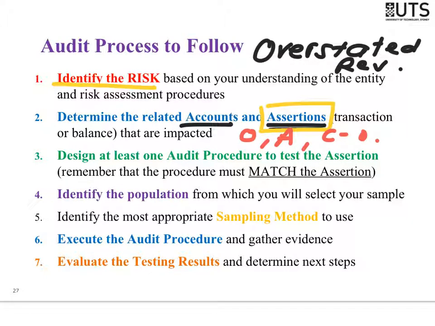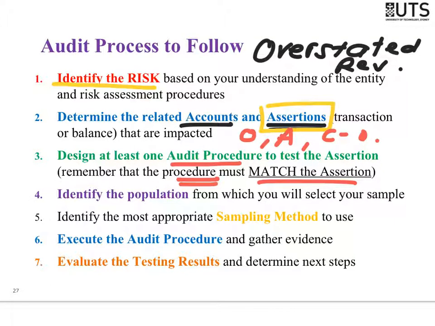So as you go through this process, once you know what the assertion and what the account is, you then go and design your audit procedure, right? You've got to remember the procedure must match the assertion. When you're going forwards, when you're doing tracing, you could be checking for completeness. You could also be checking for accuracy, depending on what you're focusing on. Are you focusing on that it's there, or are you focusing on the dollar amount is right? What are you focusing on? That will help you in terms of the assertion link.